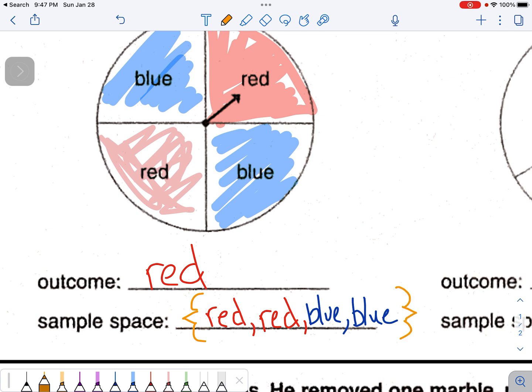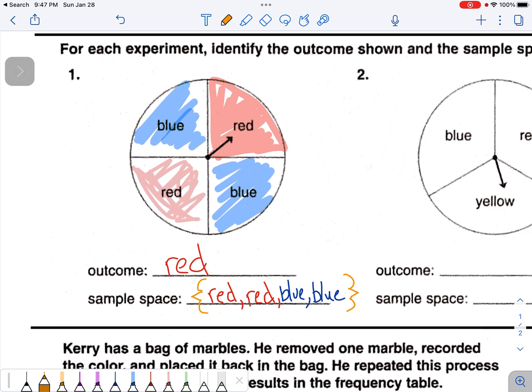So this is a sample space. Just say what could have happened, and the outcome is what did happen.